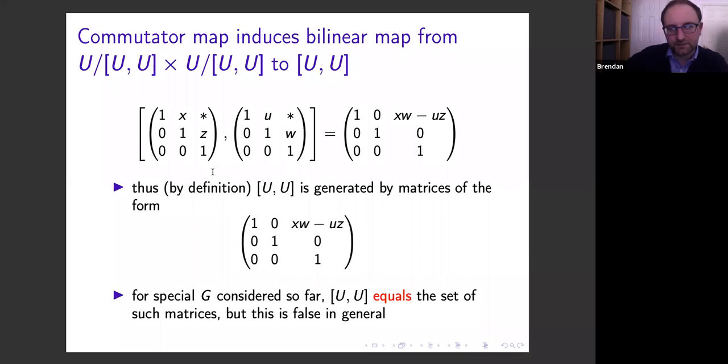Okay, and so you could think of these matrices as elements of this abelianization, and when you take their commutator, you get an element in the derived group, and that depends only on the element in the abelianization. So essentially, we have this abelian group, the abelianization, and there's a bilinear map from it to the derived group. And the derived group by definition is generated by commutators.